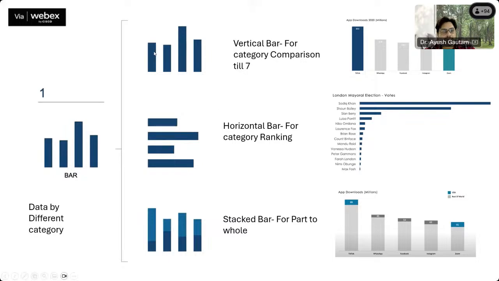Now, what is a vertical bar chart? This is the vertical bar chart. We prefer vertical bar charts when categories are less than 7. If the categories we are having are less than 7, then we prefer this vertical bar chart. If the categories are more than 7, then we prefer horizontal bar charts.